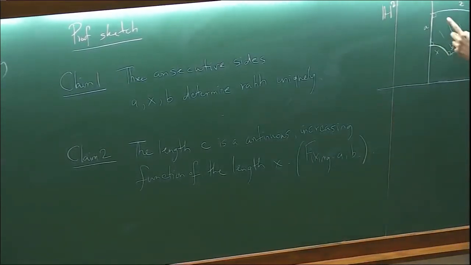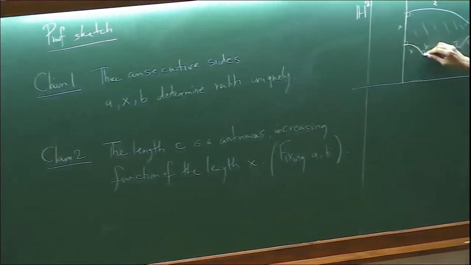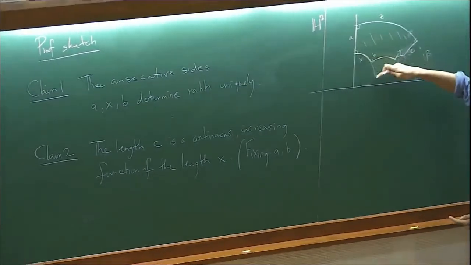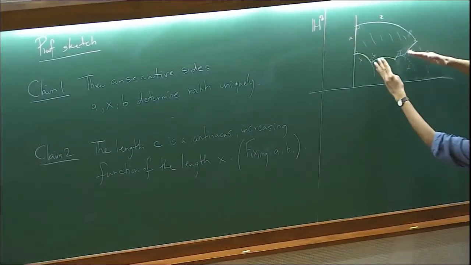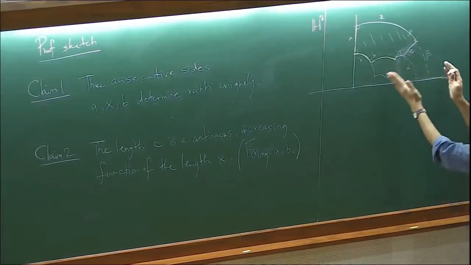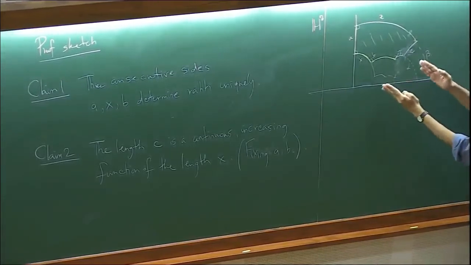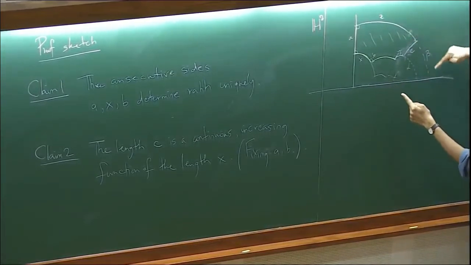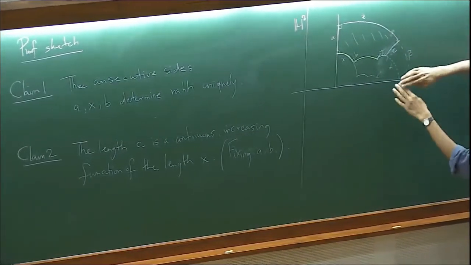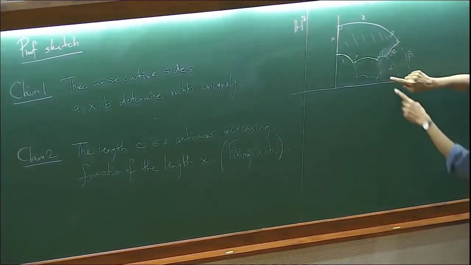So if I keep A and B, these lengths, fixed, but I increase X, so somehow you're continuing more along here, and this whole picture moves to the left. So the new alpha, let's call it alpha prime, is further away from this geodesic beta. And this perpendicular distance that determines this side length C is much more.